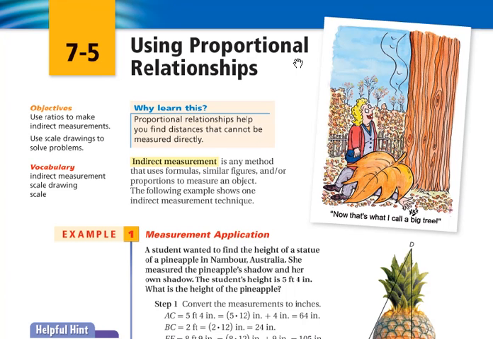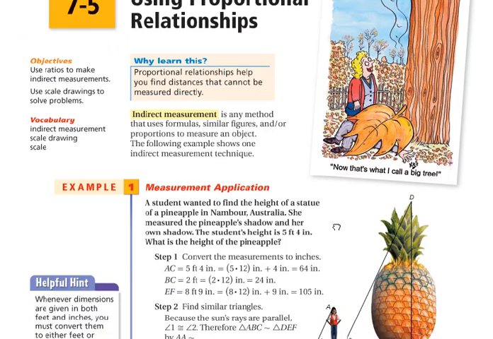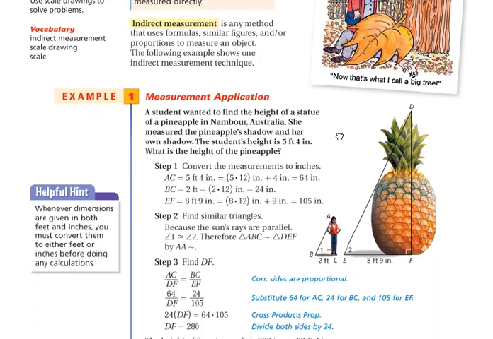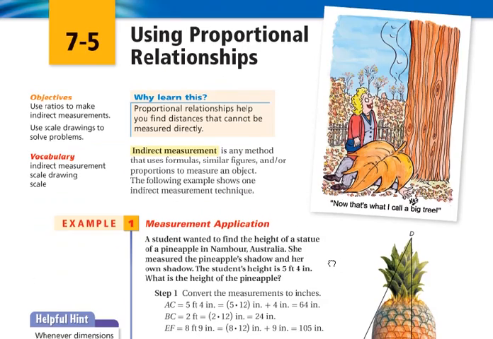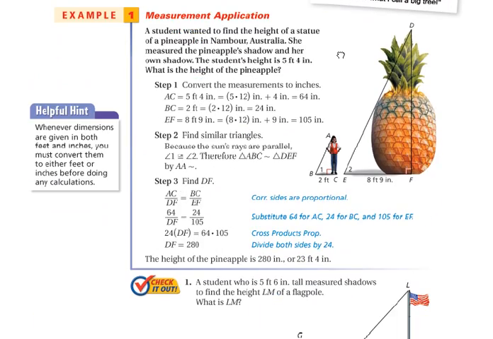Now what we want to do is take a look at doing some indirect measurement. Basically, that is when we use proportions to measure things that are difficult to measure. Indirect measurement is any method that uses formulas, similar figures, and/or proportions to measure an object. So if something is too big or too small to actually measure easily, we can do this sort of proportional relationship.